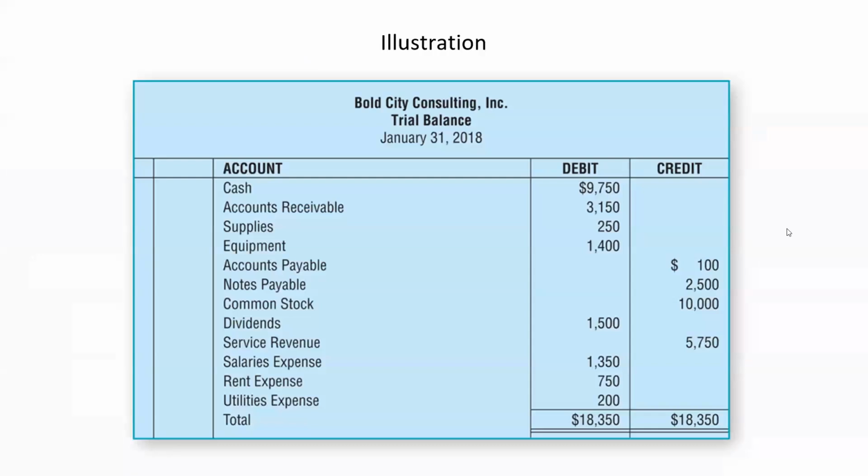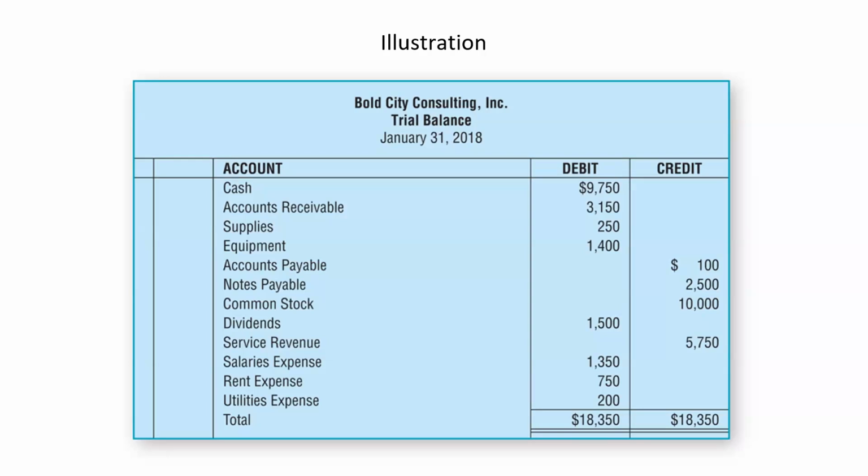So let's see how a trial balance looks. Okay. This is an example of a company called Bold City Consulting Incorporation. Yes. The first entry you can see is a cash transaction, and it's in the debit column.